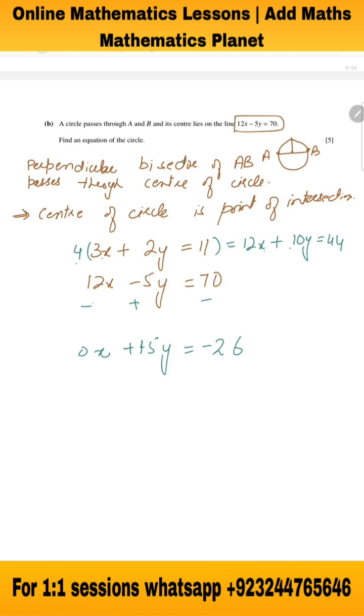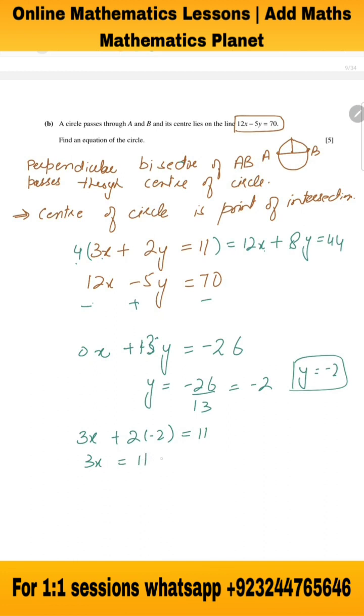What will be the value of x? The value of x would be 3x plus 2 times minus 2 is equal to 11. 3x is equal to 11 plus 4, which is 15. So x is equal to 5.